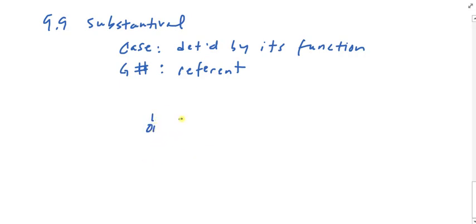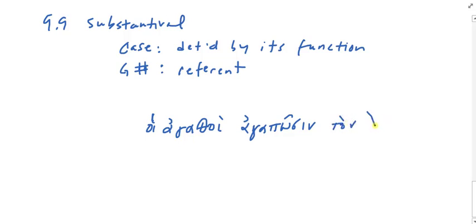Hoi agathoi agaposin ton logon. So this is the good love the word. Hoi agathoi agaposin ton logon.